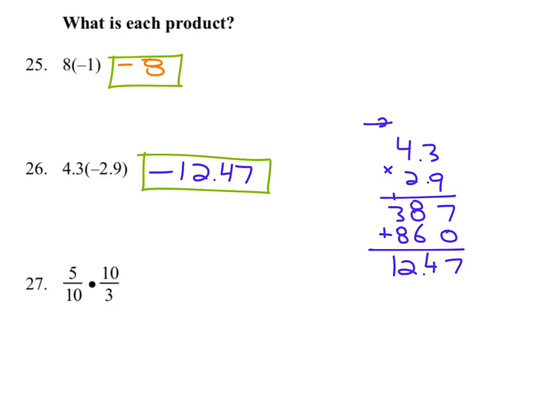Okay? And finally, what's the product? You can multiply it across and get 50 over 30, and then divide top and bottom by 10 to get 5 over 3.